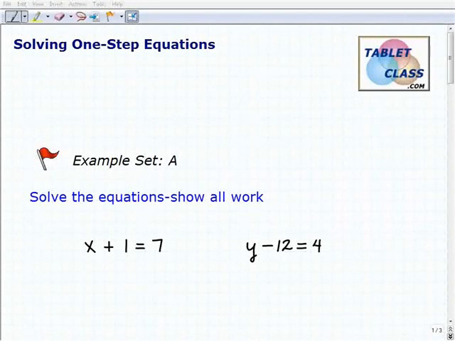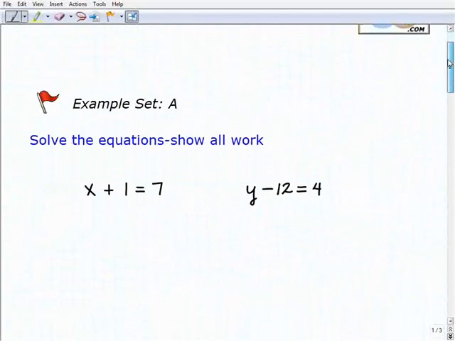This is our first example set A. And of course, I hope you had a chance to watch the lesson video. It's important that you understand the concepts we discussed there, namely inverse operations and how to use them. So let's go ahead and solve these one-step equations.